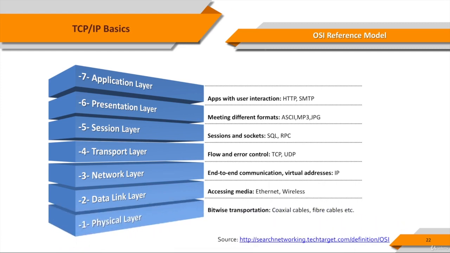Layer 1, the physical layer. This layer conveys the bit stream through the network at the electrical, optical, or radio level. It provides the hardware means of sending and receiving data on a carrier network.